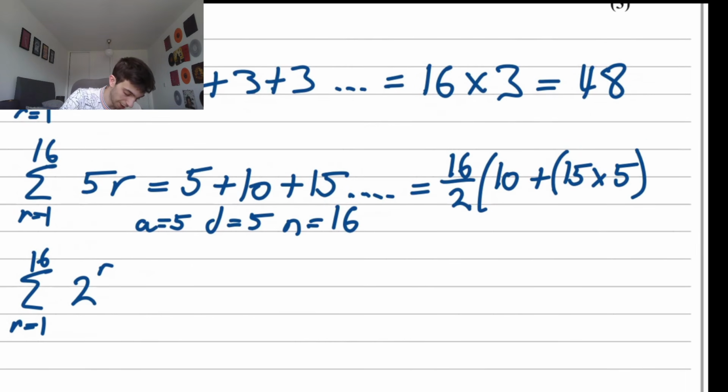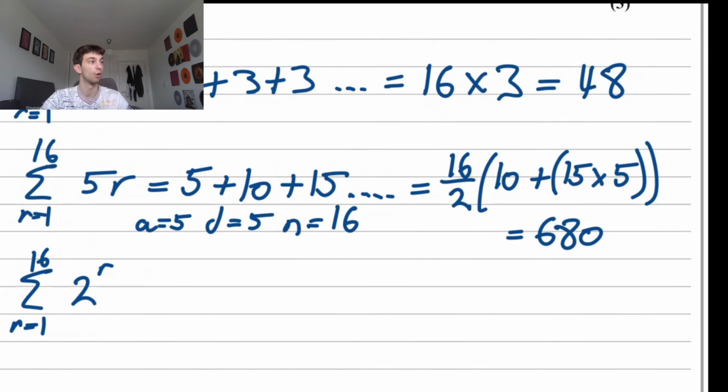So let's just put this into our calculator very quickly. Looking inside the bracket first, we have 15 times 5, answer plus 10, answer times 8. So this is going to give us 680, looking at the summation from r equals 1 to 16 of 5r.